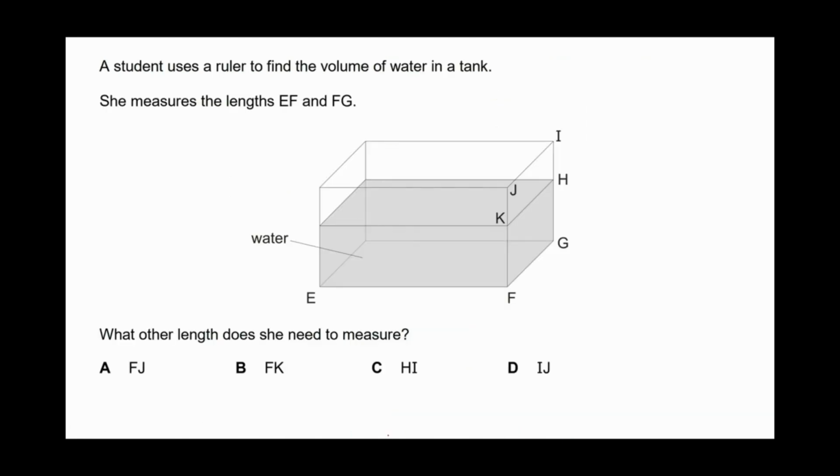A student uses a ruler to find the volume of water in a tank. She measures the lengths EF, FG. Where is EF? This is EF, and this is FG, and she needs to get the volume. What other length does she need to measure? Look at this. The volume of a cuboid like this equals length times the width times the height. We have to look at the 3 dimensions.